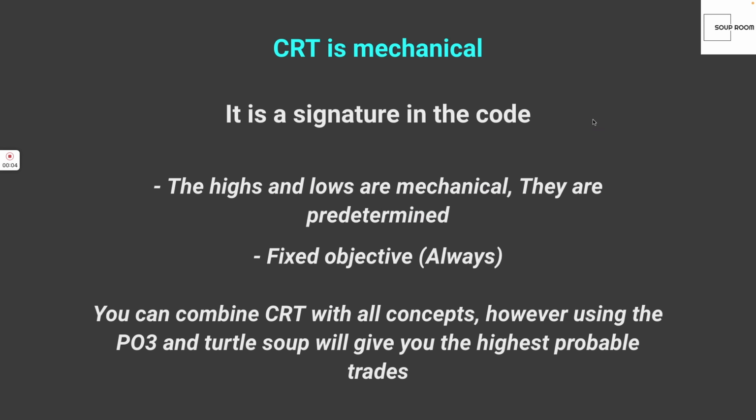CRT is mechanical. It's a signature in the code. The code of what? The code of the markets. So ICT teaches us to understand that there is an algorithm controlling these markets. Every single algorithm has a code. Within that code, you can look for specific signatures that repeat. And this is exactly what CRT is. It is a mechanical signature within the algorithm's code. The highs and lows are mechanical. They are all predetermined, of every single week, every month, every day. Every candlestick's high and low is predetermined. There will always be a predetermined high and low and a predetermined objective, always a fixed objective.